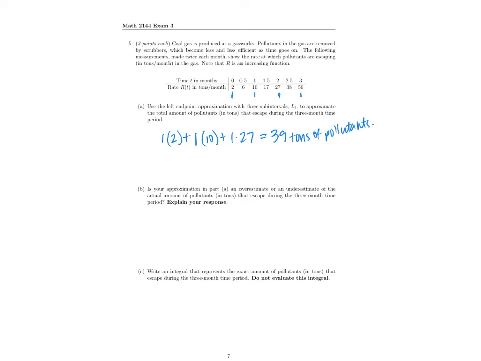Okay, in your approximation in part A, is it an overestimate or underestimate? Explain your response. Well, if I think about it, for the first month I'm approximating that it's 2 tons per month. But as I can see, the rate is increasing over that whole month. So 2 tons per month is an underestimate for the first month. 10 tons per month is an underestimate for the second month because I can see that rate is increasing. And 27 is an underestimate for that third month because the rate increases over that third month. So I would say it's an underestimate.